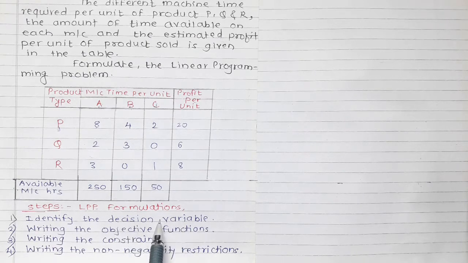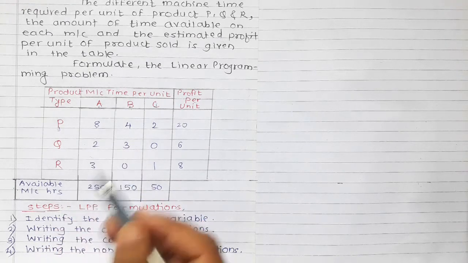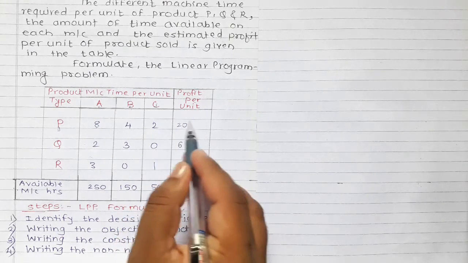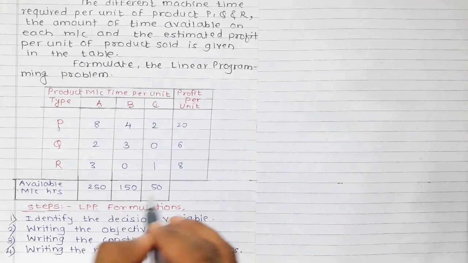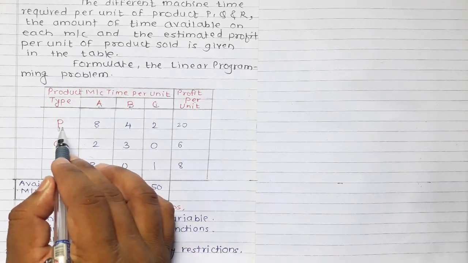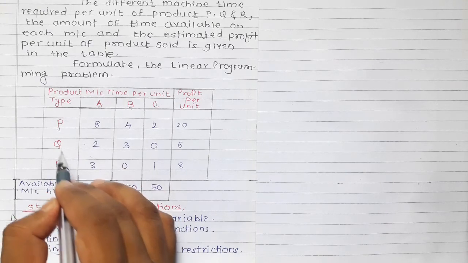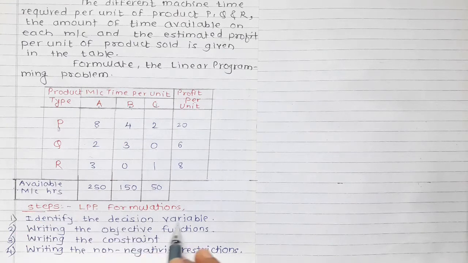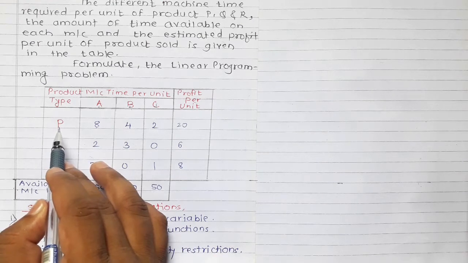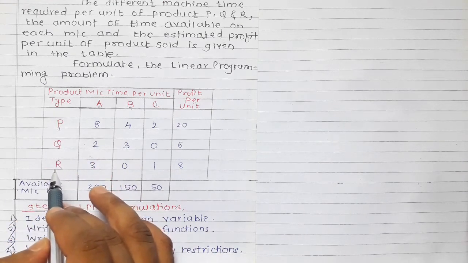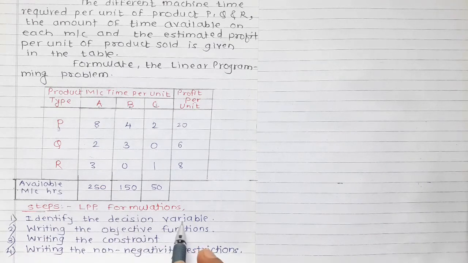Now what decision does the manufacturer have to take? As I have explained, he wants to maximize the profit with the available machine time. Then he has to decide how much quantity of P to be produced, how much quantity of Q to be produced, and how much quantity of R to be produced. That means the first thing he has to decide is the decision variables: the quantity of product P, quantity of product Q, and quantity of product R to be produced. So that is nothing but the decision variables.